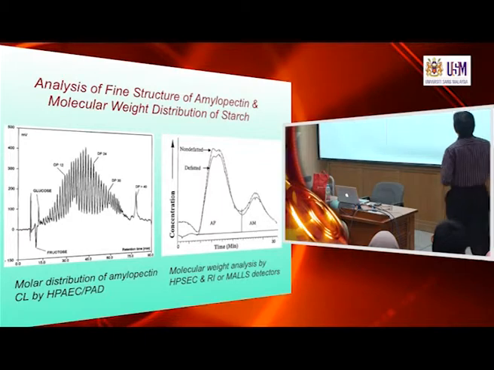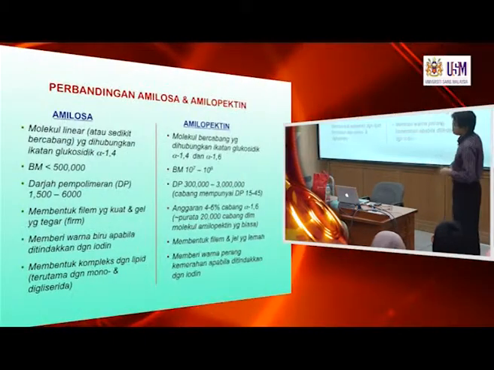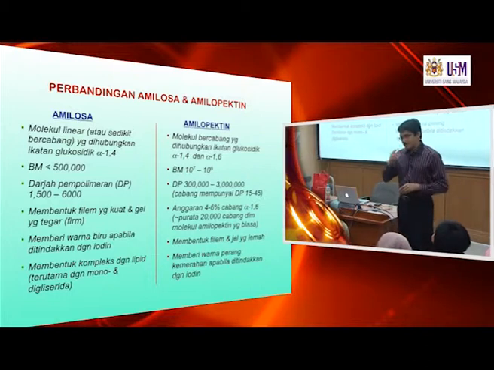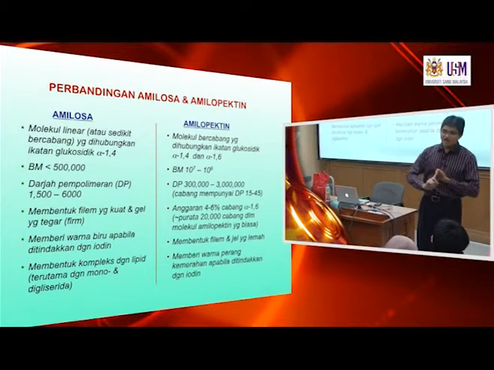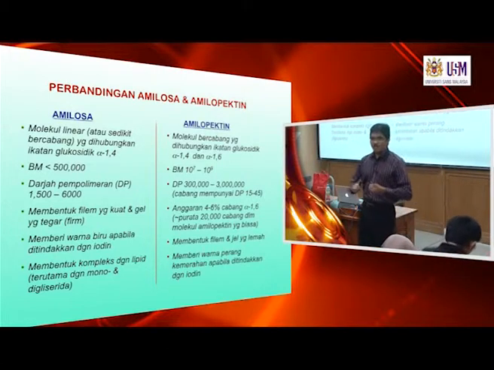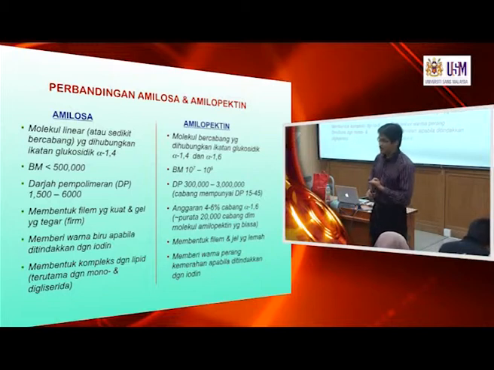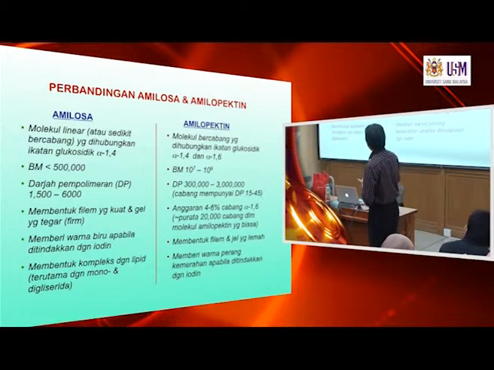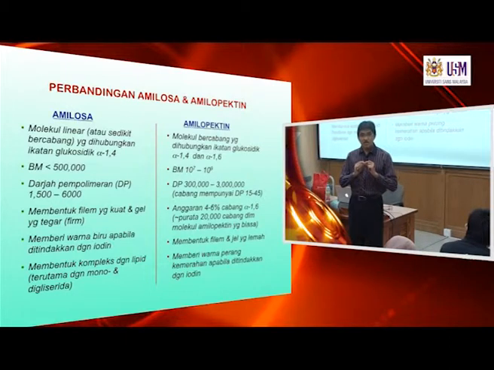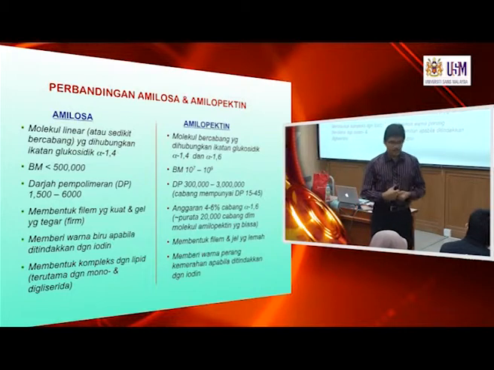Okay. So the comparison between amylose and amylopectin, I think I'll leave it to you all to go through. But basically, we can say amylose is essentially linear. Amylopectin is a branched molecule. The molecular weight is very different, and so is the degree of polymerization. Do you know the meaning of degree of polymerization? If I have 10 glucose in one chain, the DP is 10. Okay, so that is the meaning of degree of polymerization.